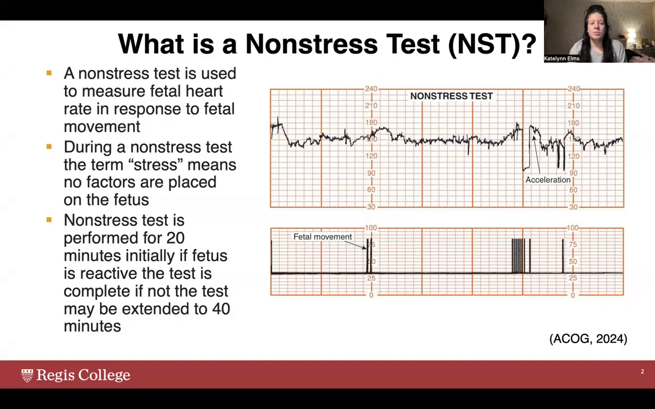The non-stress test is performed for 20 minutes initially. And if the fetus is reactive, which we'll get into later, the test is complete. If it's not reactive, then the test could be extended for up to 40 minutes.